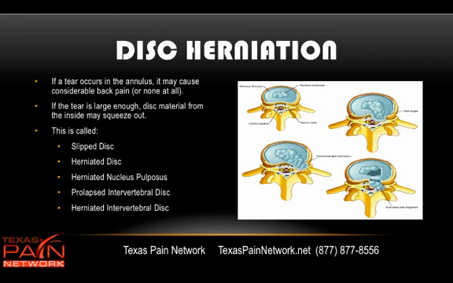Alright, let's look at how a disc herniation occurs. From the degeneration, you can get a tear in the outer layer, as we know, called the annulus, and it may cause considerable back pain from irritation of nerve endings. If that tear becomes large enough, then some of the inner jelly can squeeze out. That in and of itself is not painful, but when it pushes on an adjacent nerve root, that can spark up inflammation and cause sciatica pain. Terms for this are slipped disc, herniated nucleus pulposus, prolapsed intervertebral disc, herniated intervertebral disc. They all mean the same thing.